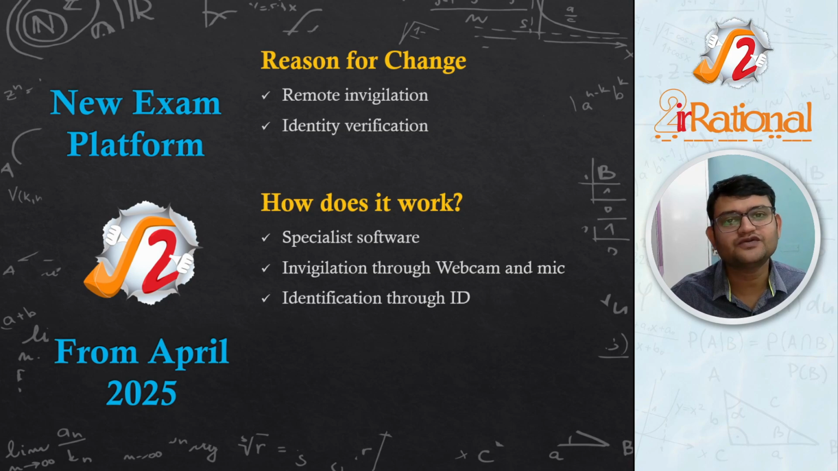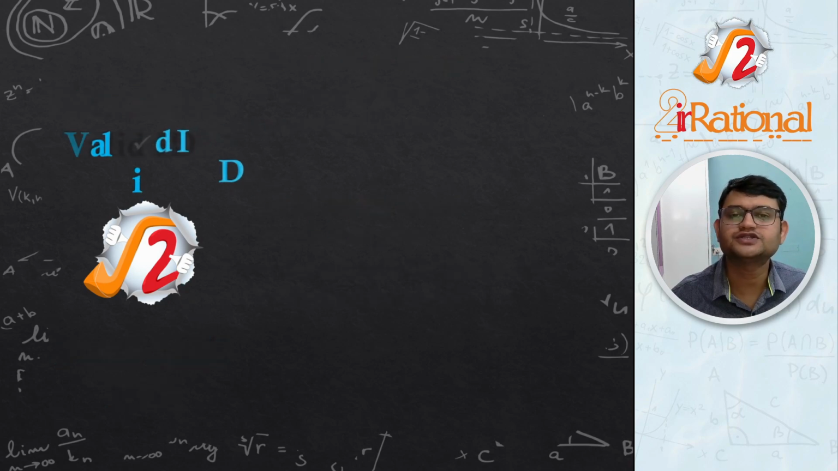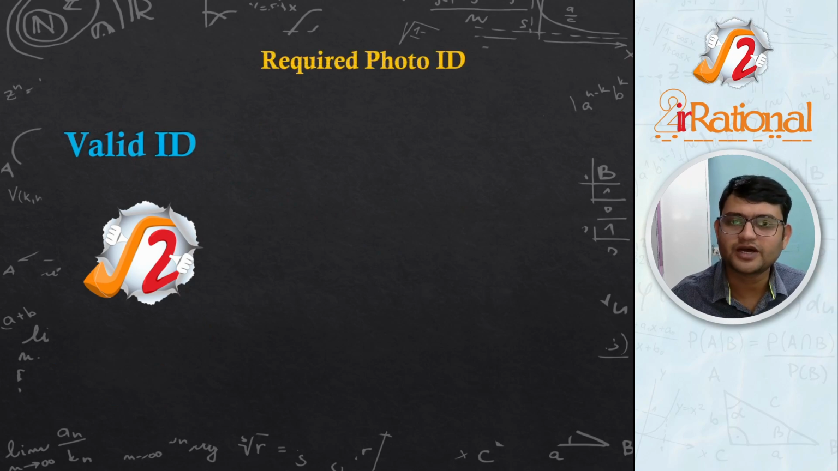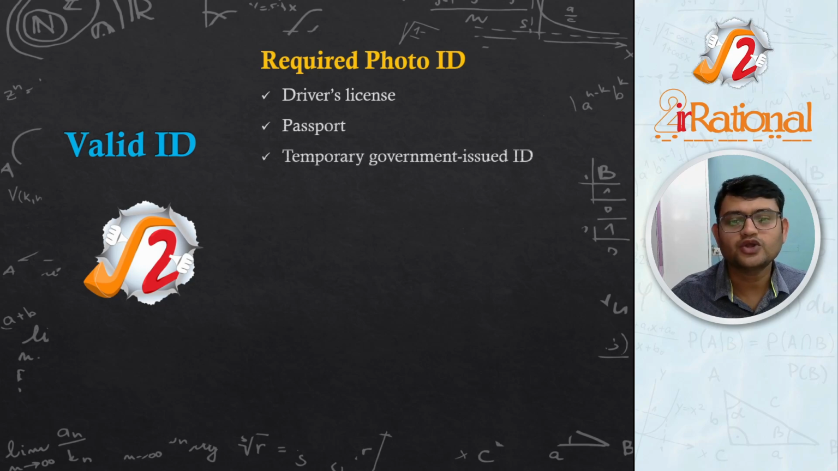First, let's just see what are the valid identifications that IFoA will require from us. You can have a driving license, or you can have a passport, or you can have any temporary government issued ID, or maybe a permanent government issued ID. So any government issued ID would work.